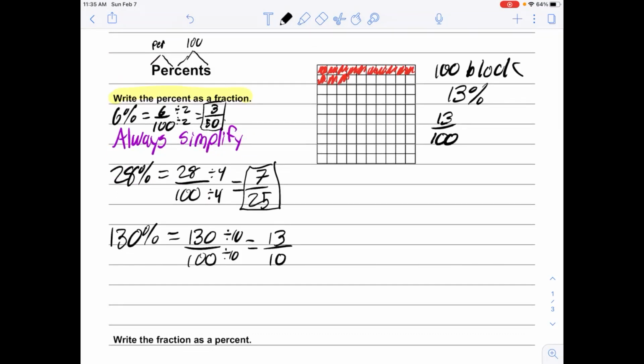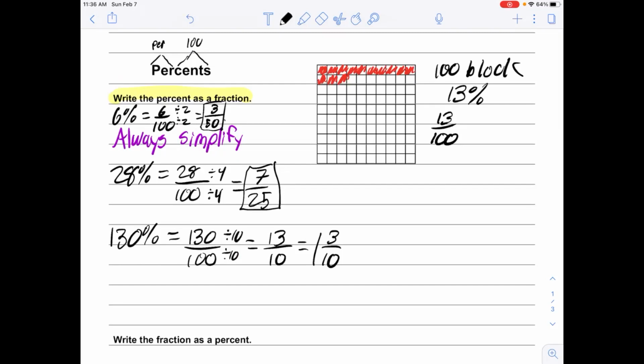So again, leaving it as an improper fraction, that would be bad grammar. Again, it doesn't mean there's anything wrong with the number 13 over 10. It's just for our academic work, we want to make sure that things have the best grammar possible. So we're going to turn this back into a mixed number. 10 goes into 13 one time, and there are 3 left over. So that's 1 3/10. Okay? That's all we have to do in order to turn a percent into a fraction.